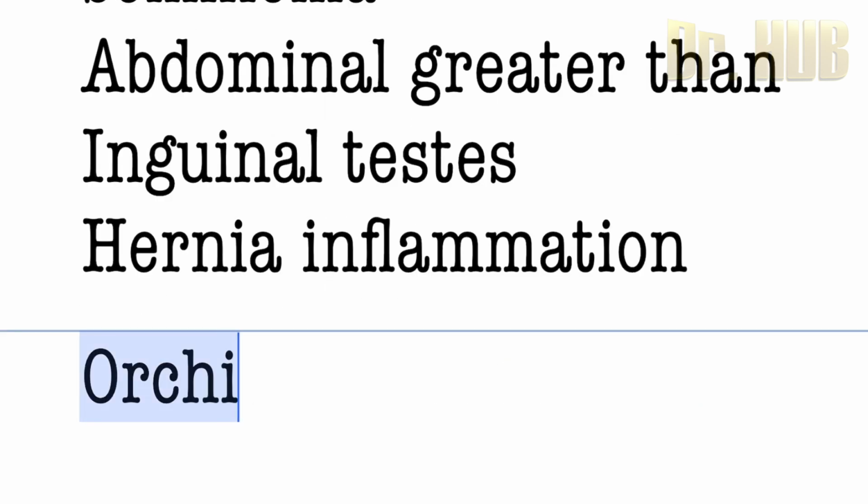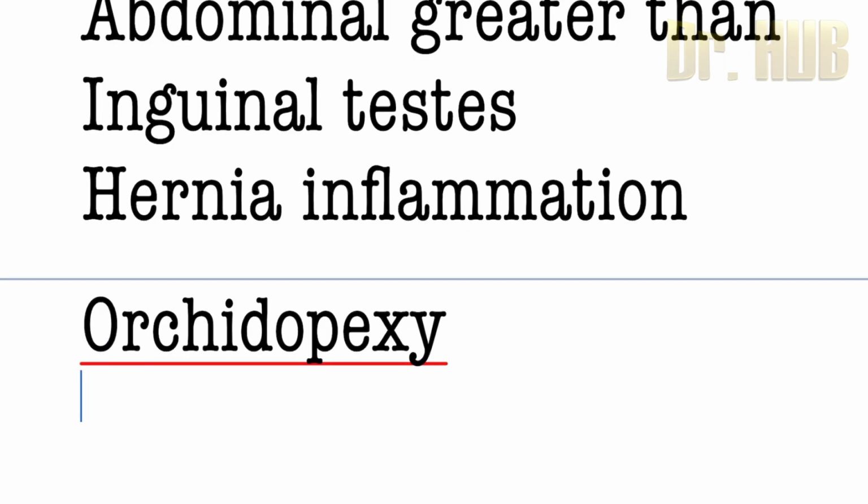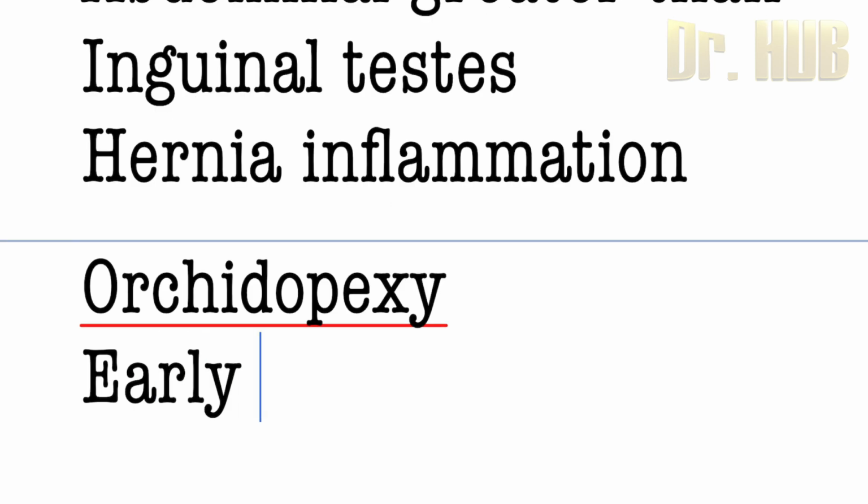Now next we look at the orchidopexy. Orchidopexy doesn't decrease the testicular tumor risk, but it facilitates early diagnosis.